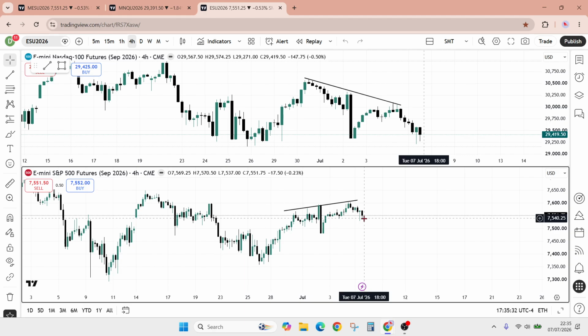Now, are we going to go bearish tomorrow? Well, let's see how London develops. I will look for bearish through NQ.